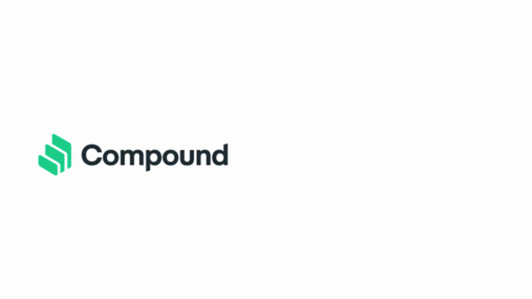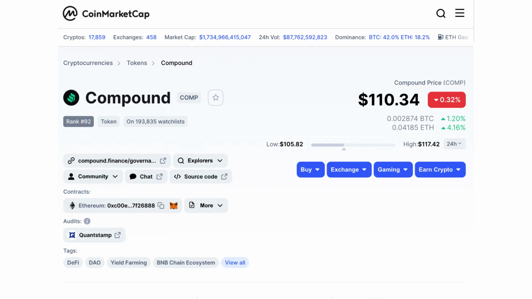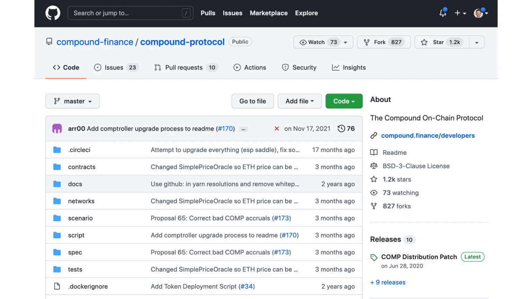Compound was founded in 2017. It's a decentralized blockchain-based protocol that allows you to lend and borrow crypto. And you can also have a say in its governance with its native token, COMP. This is the source code for the protocol.